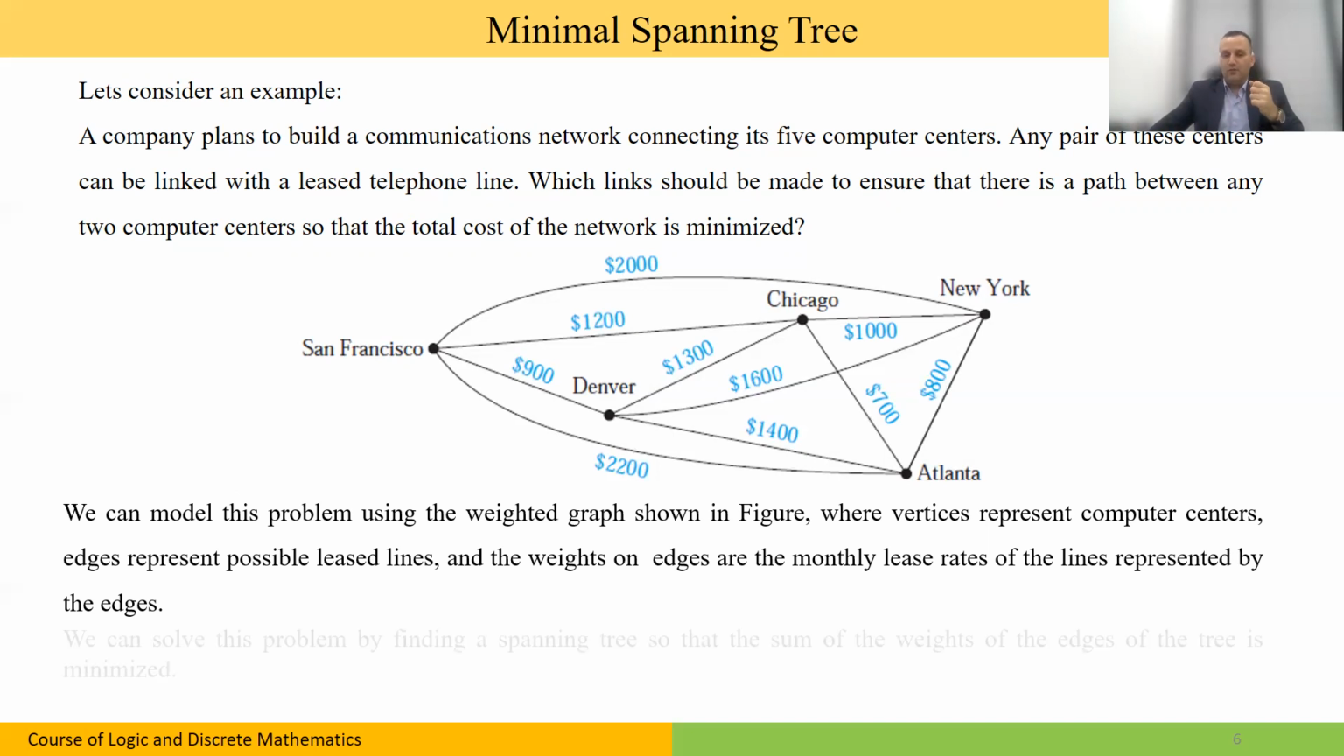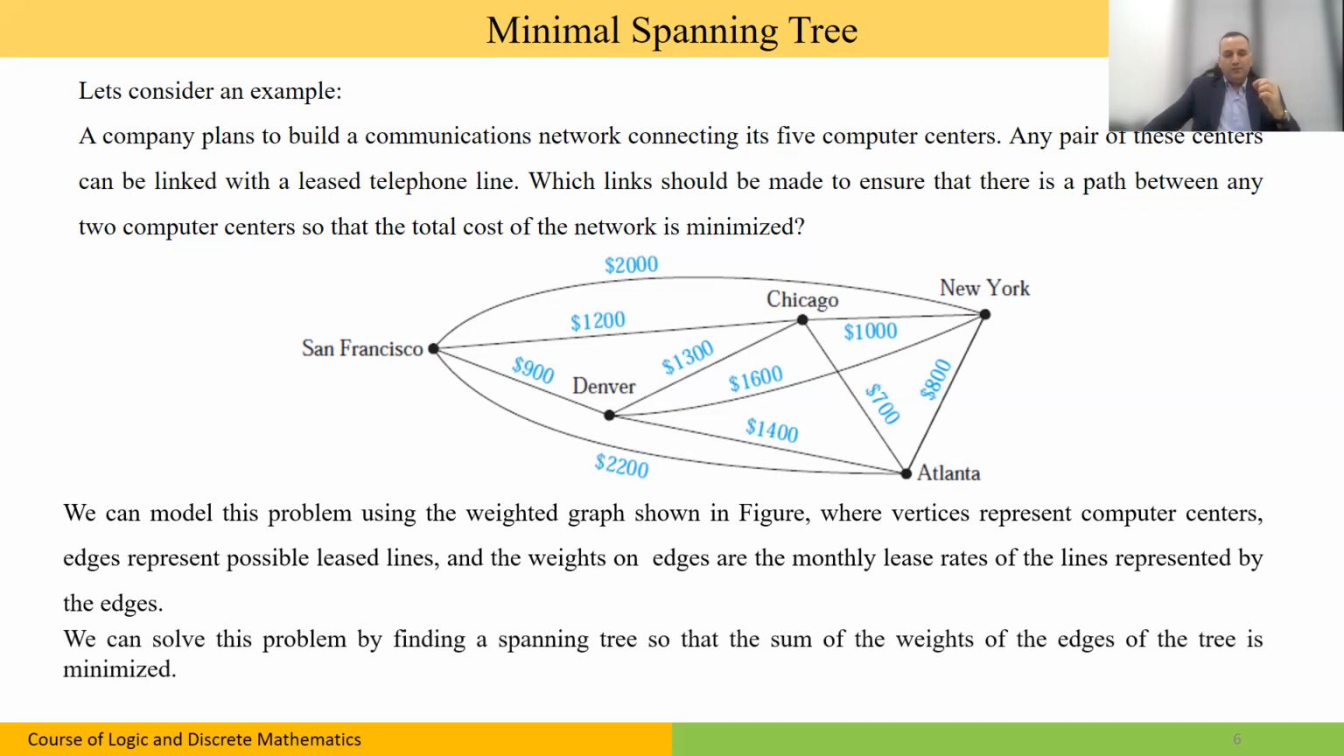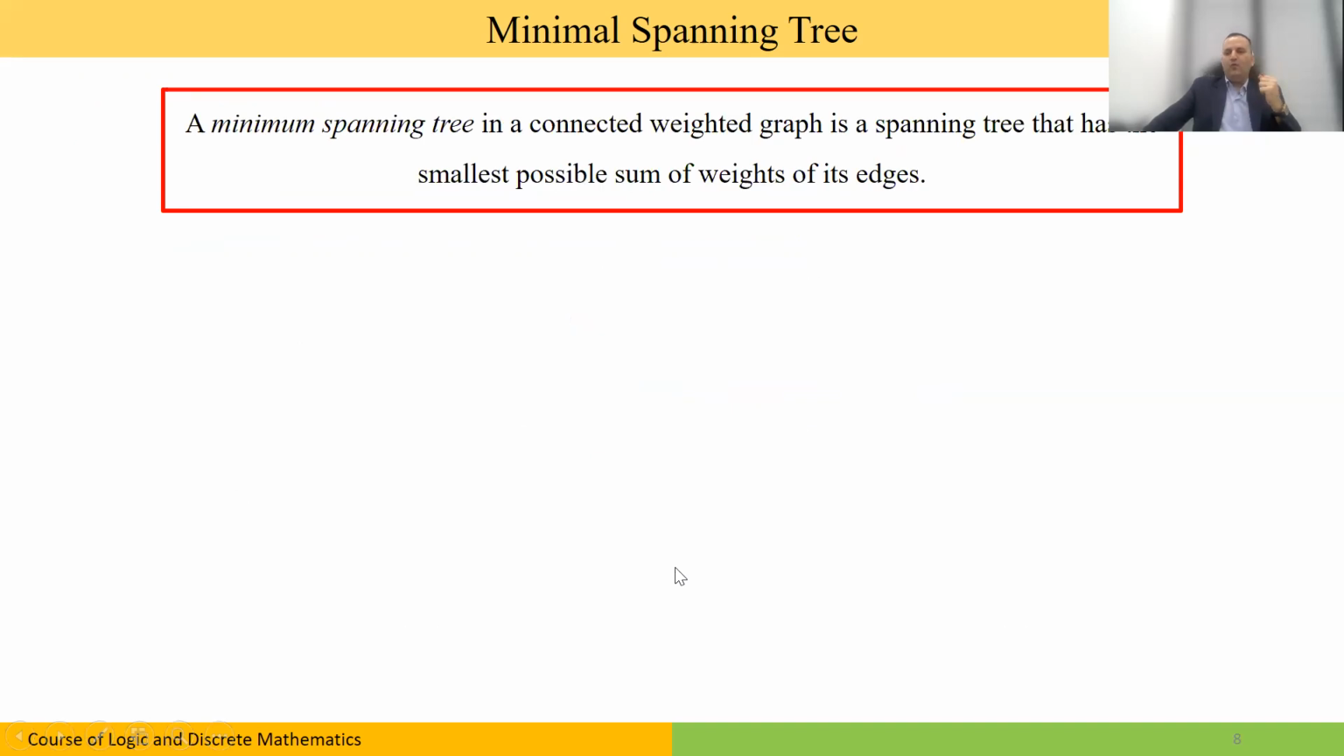And how can we solve it? We can solve this problem by finding a spanning tree so that the sum of weights of arcs or edges is minimized. Such a spanning tree, we call it minimum spanning tree. So what does it mean? Let's have a definition here. A minimum spanning tree in a connected weighted graph is a spanning tree that has the smallest possible sum of weights of its edges. You may ask yourself, what is a spanning tree?